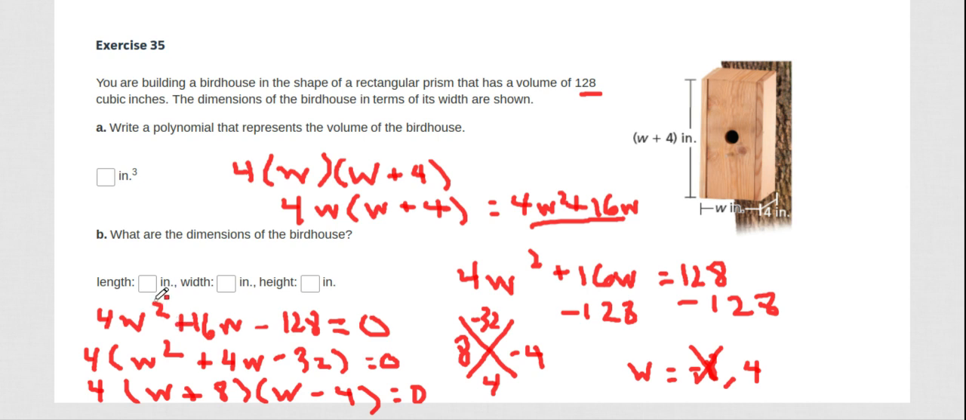Okay. So in order to fill in each of the boxes here, the length that was given is 4 inches. The width, that's W, is also 4 inches. And then in order to find the height, W plus 4, if W is 4, 4 plus 4, that's 8 inches. So that's the solution to parts A and B.